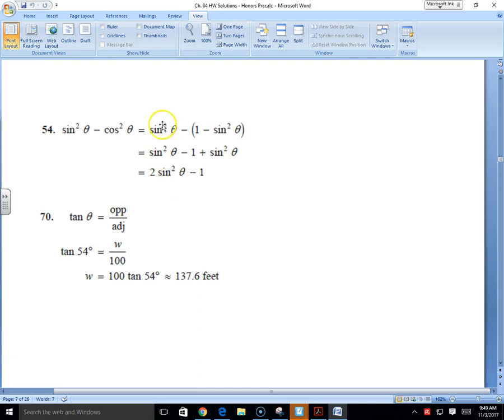They wanted you to keep the sine squared, and so hence why they plugged in for the cosine squared and simplified. If you plugged in for this one instead, you would have had a little bit of issues.